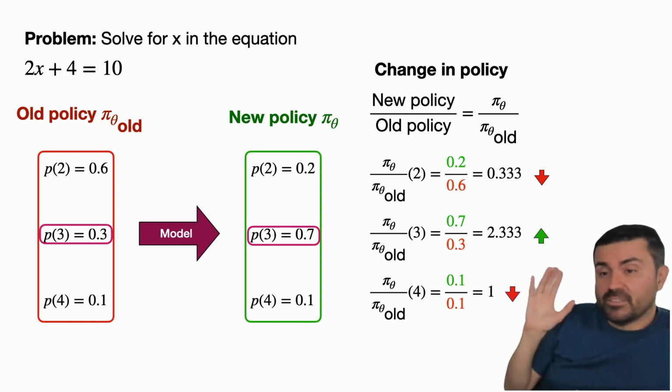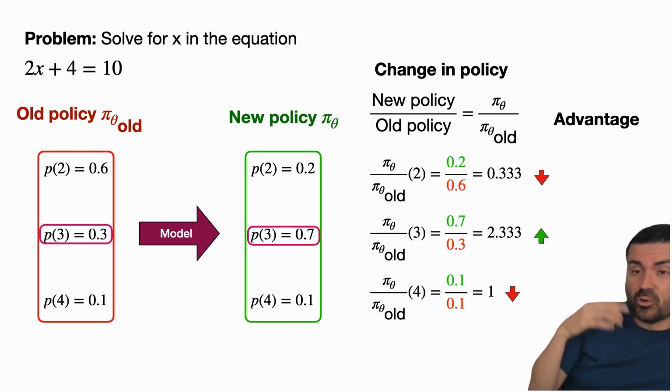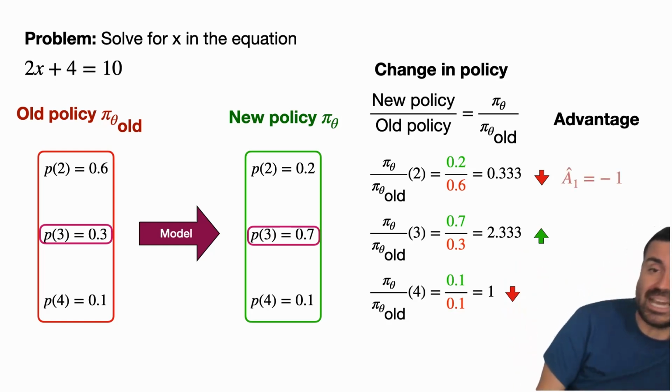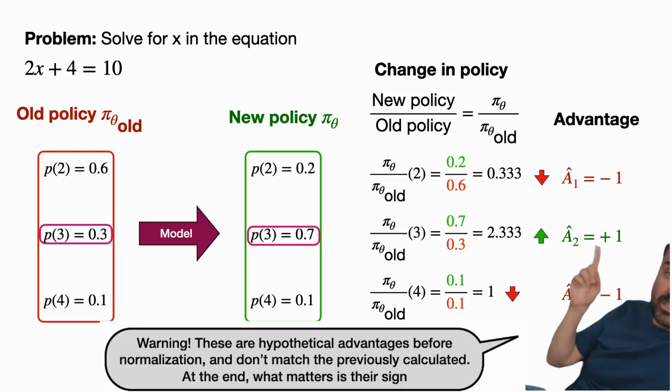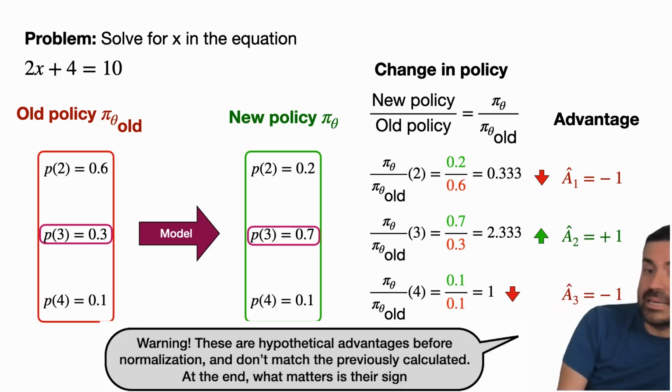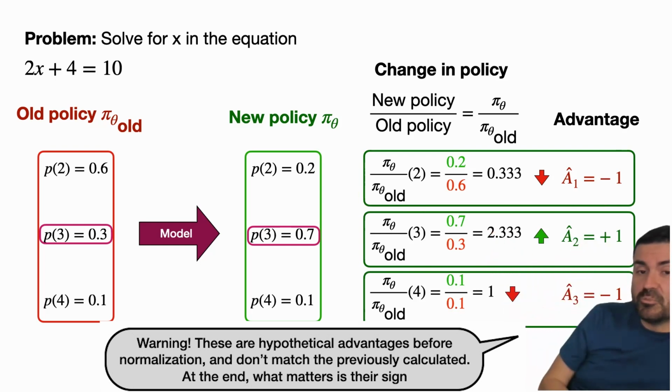And I wonder if there's a number that can help us here. Well, we can go back to the advantage or the quality of the response, because we had some numbers here. Remember those A hats? They were +1 for this one, +1 for this one, and -1 for this one. And so all we have to do is multiply the advantage by the ratio of probabilities.